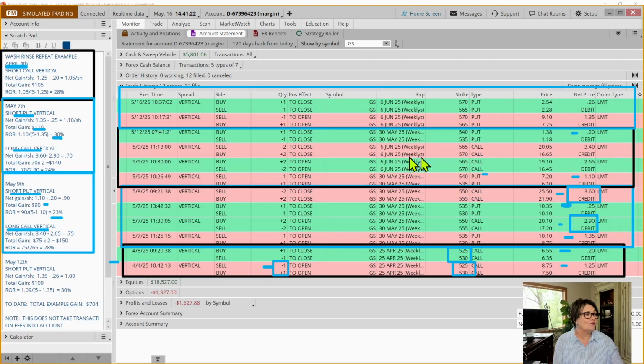With the long call vertical, we were risking $265, which is what we paid when we got in. We got out for $340. And again, this time we were putting in more modest targets, and we got out with a 28% return.